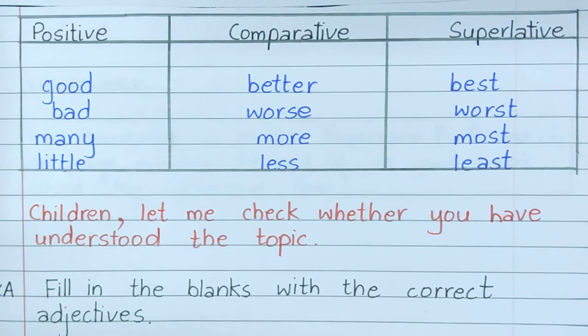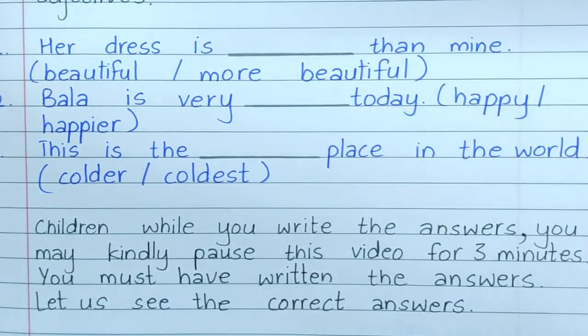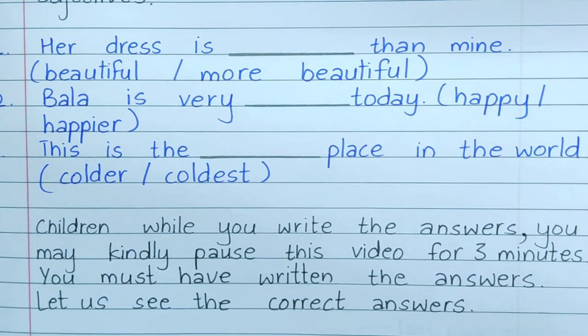Children, let me check whether you have understood the topic. Exercise A. Fill in the blanks with correct adjectives. Sentence number 1. Her dress is dash than mine. Beautiful, more beautiful. Sentence number 2. Bala is very dash today. Happy, happier. Sentence number 3. This is the dash place in the world. Colder, coldest. Children, while you write the answers, you may kindly pause this video for 3 minutes.